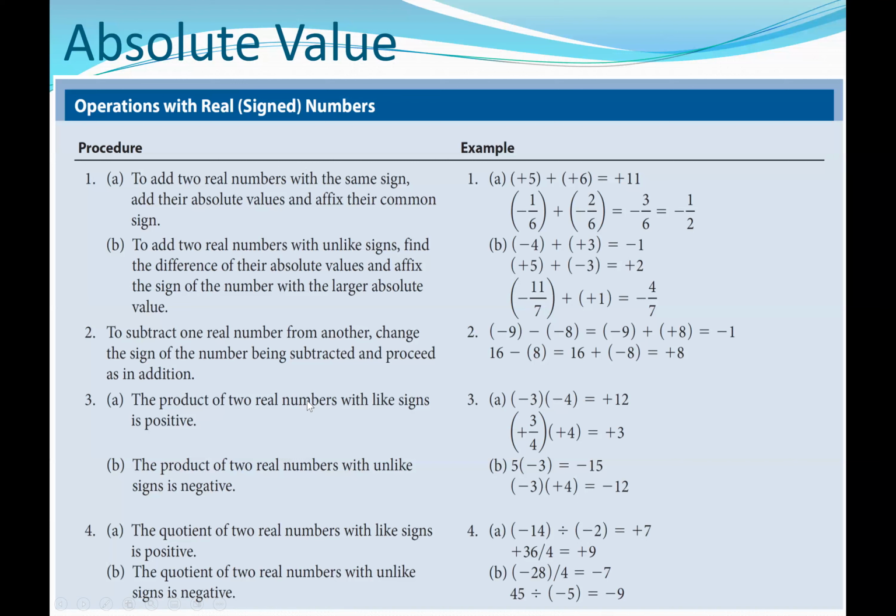So here they say the product of two real numbers with like signs is positive. Why do they say like signs? Because negative times negative is positive, and positive stays positive. But if the product of real numbers has different signs, then the answer is automatically negative. So for example, 5 times -3 will give me -15. Or -3 times +4 will give me -12. But if the signs are the same, -3 times -3, then I'll get a positive answer.